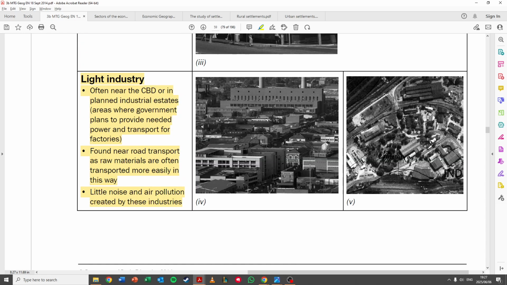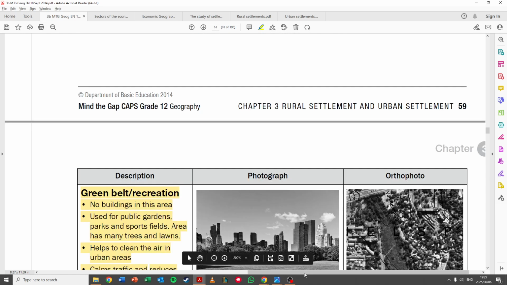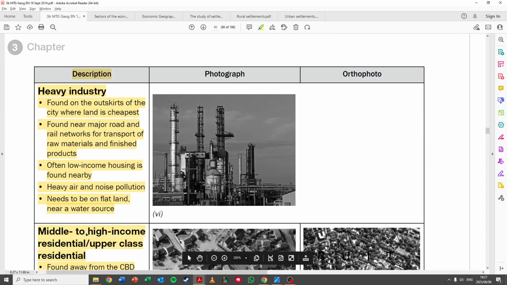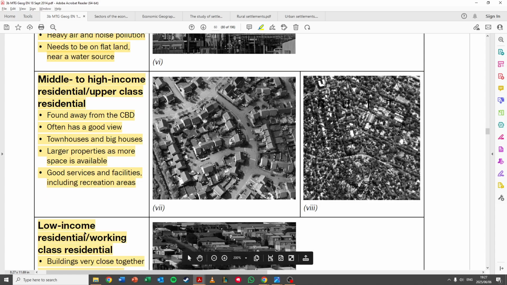Okay, so obviously that is a difference. I'm now just going to do the heavy industry. Heavy industry is typically found on the outskirts of the town because this is typically where the land is the cheapest. Then it is found near major road or rail networks for transport of raw materials and finished products. Low-income housing is often found nearby, and a lot of the time this is where the workers come from. There is a lot of heavy air and noise pollution, and they usually try to get it on flat land near a water source, which is also cheaper for construction.